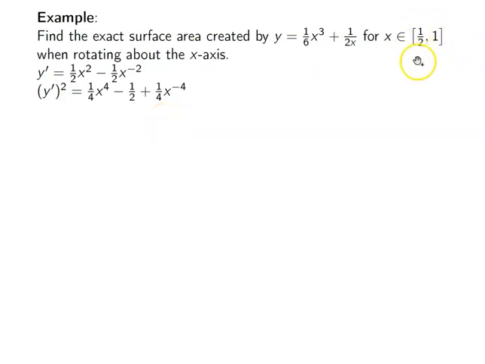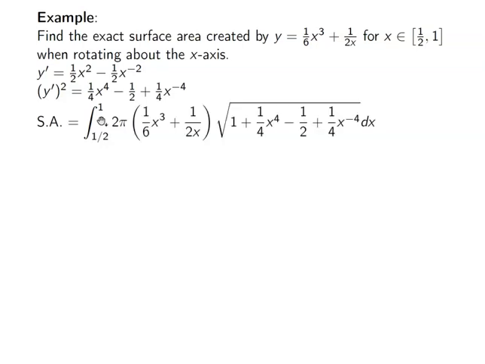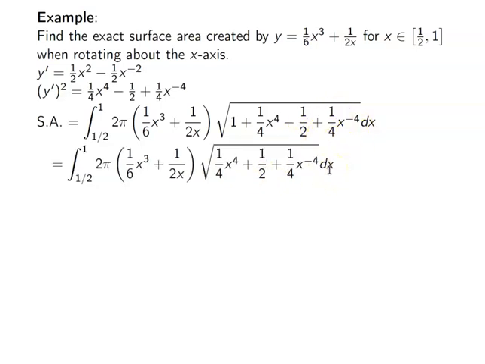So remember, it's going to be the integral from 1/2 to 1, 2 pi times my function times the square root of 1 plus my derivative squared. So 1/2 to 1, 2 pi, my function, and the square root of 1 plus the derivative squared. So what we're going to do from here now is let's go ahead and add 1 into this. So we'll just have 1/4 x to the fourth, a positive 1/2, and then 1/4 x to the -4.